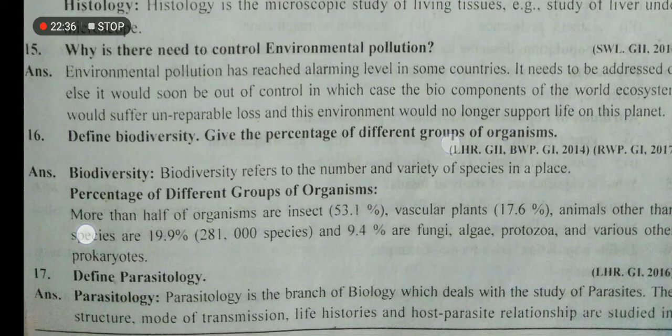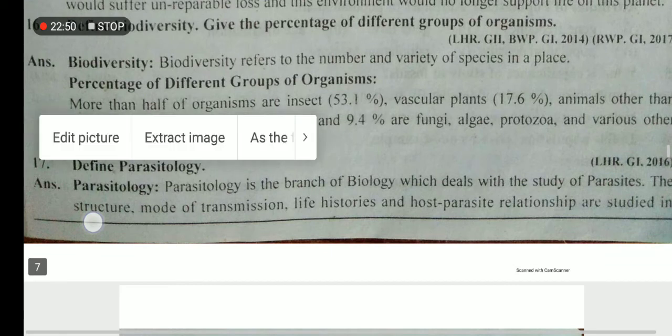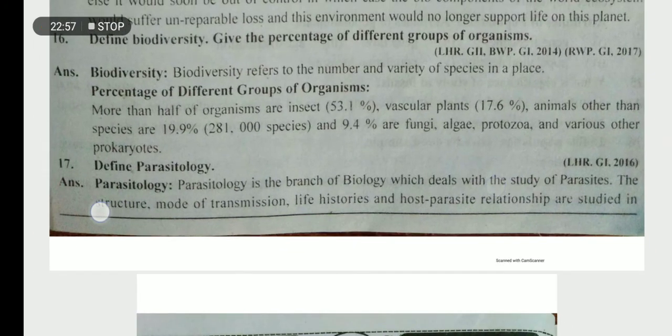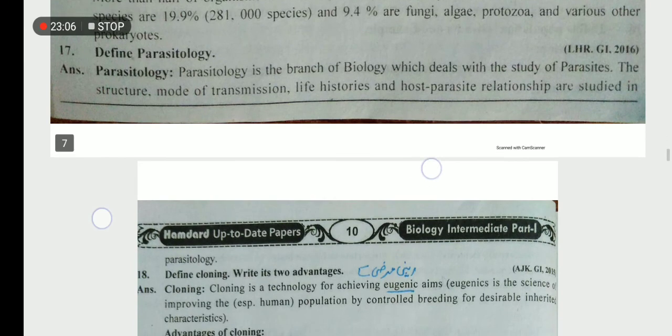Define biodiversity, give the percentage of different groups of organisms. Biodiversity: bio means living, diversity means distribution, number and the variety of species in a place. Insects are 53.1%, vascular plants, in which xylem and phloem is present, are 17.6%. Other animals are 19.9%. Fungus, algae, and protozoan are 9.4%. Parasitology is the branch in which we study the parasites.